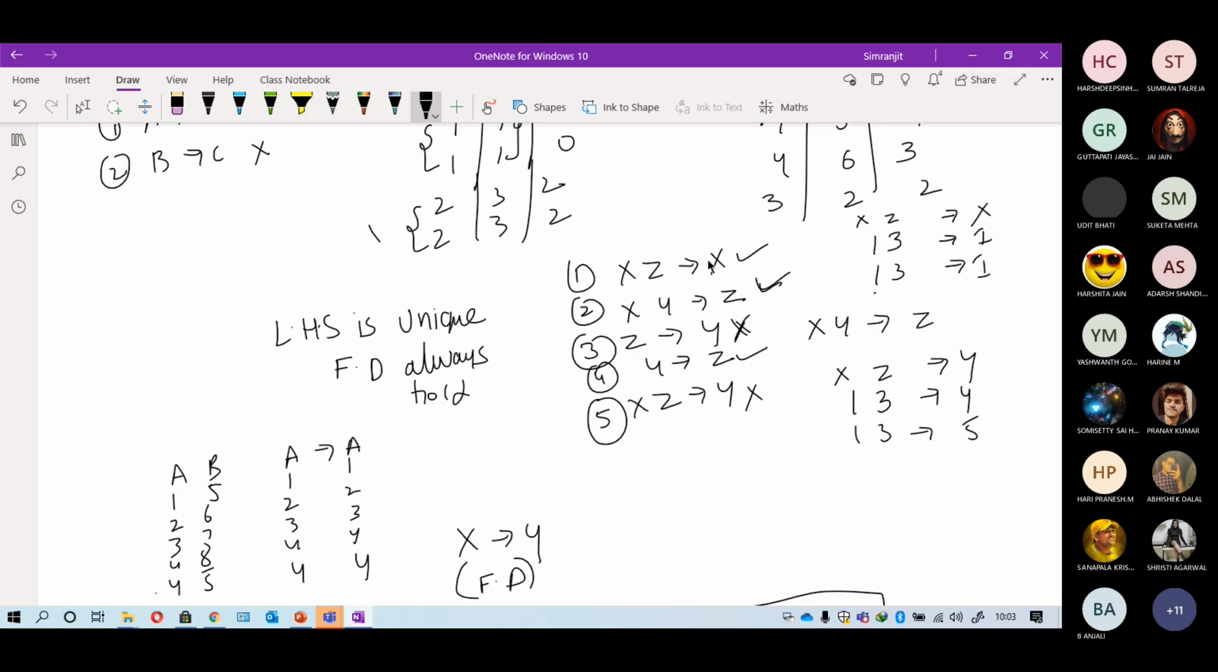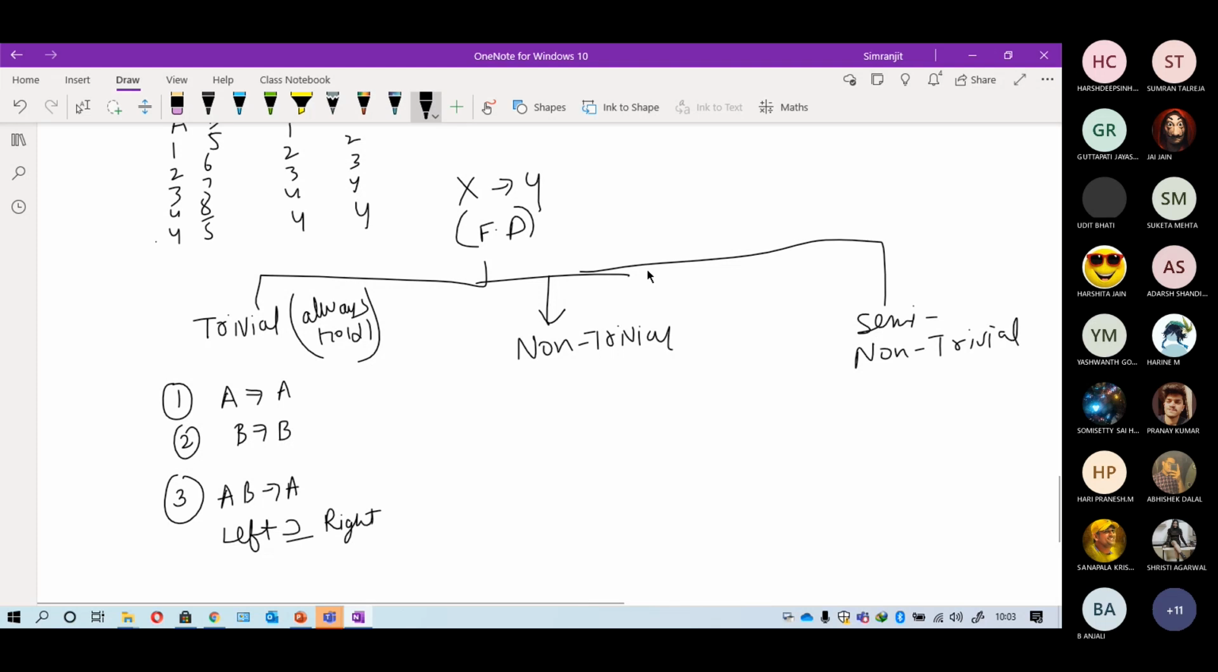Okay, so that is why it always holds. Keep in mind that the trivial functional dependencies are of two types: when the attribute depends upon itself, and when the left hand side is the superset of the right hand side. So these functional dependencies always hold. Non-trivial dependencies, we have to check them. We always have to check them. Most of the time we deal with the non-trivial part.